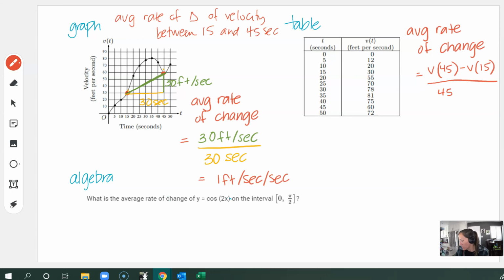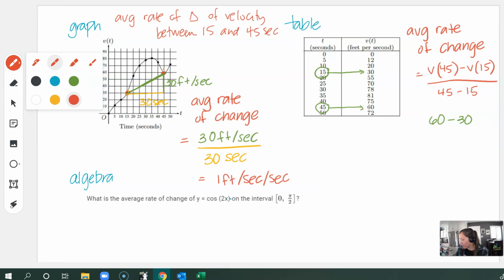And then our change in time. So there's our change in velocity over change in time using function notation. And in the table, we can see when time is 45, we're at a velocity of 60. So we have our 60. And when time is 15, we're at a velocity of 30. So 60 minus 30, all over our 45 minus 15. That's our y2 minus y1, our x2 minus x1.